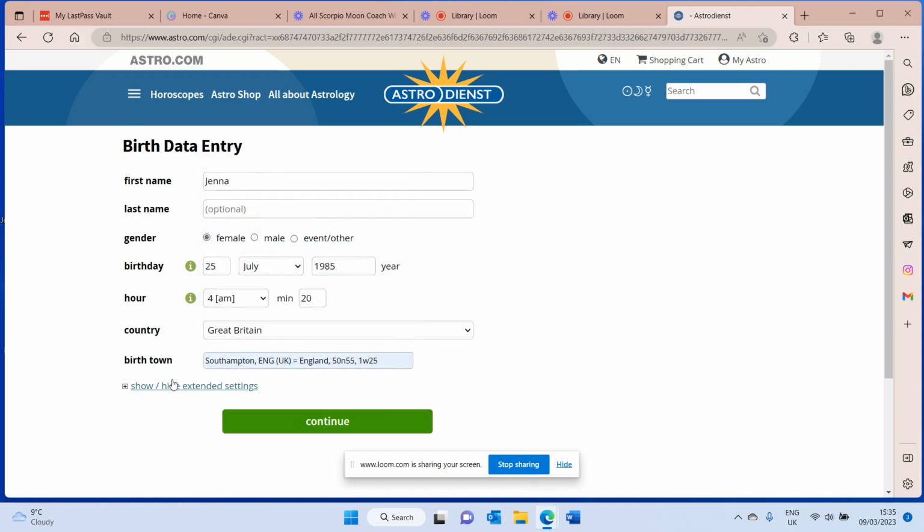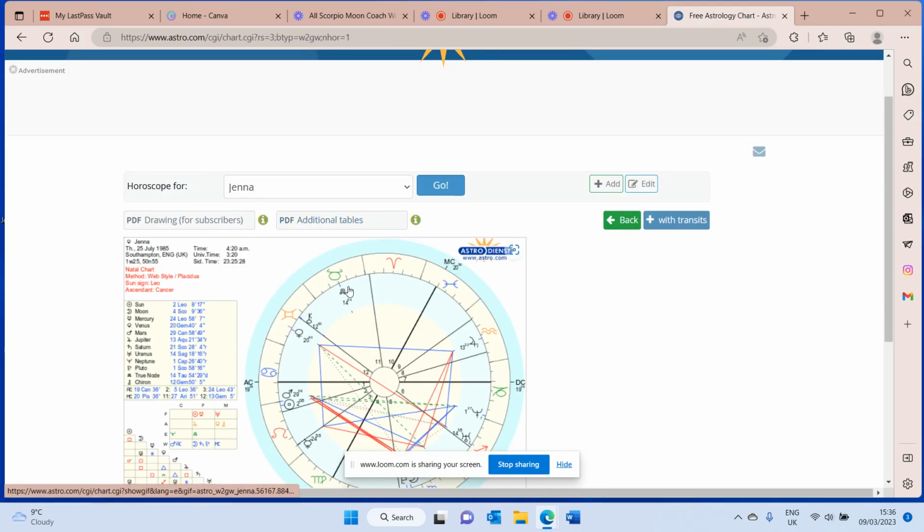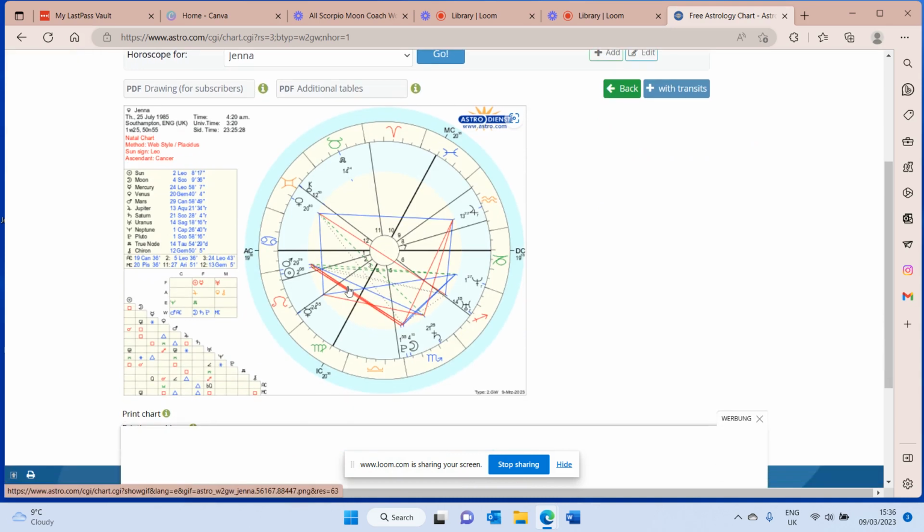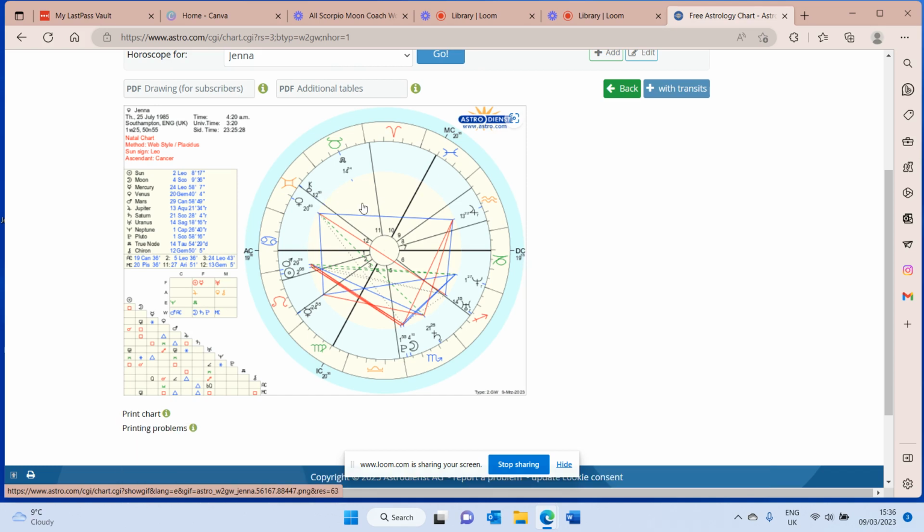Okay, so we put in our name, you pop in your gender, date of birth, time of birth, and then country and birth town, and then click continue, and voila! Here is your birth chart, and it looks a bit mad, I'm not going to lie. It does look a bit crazy with all of the lines, and it's like, what does this all mean? But in very simple terms, first thing, check that the details are right. So here's your name at the top, your birthday, your time of birth, and where you were born.